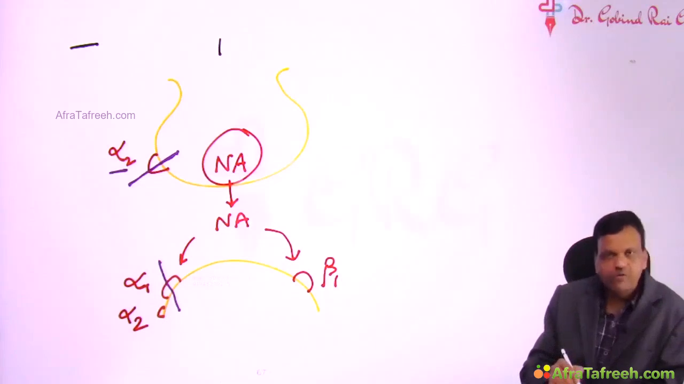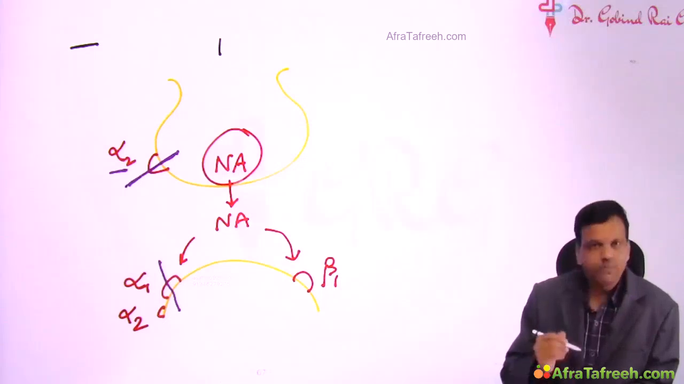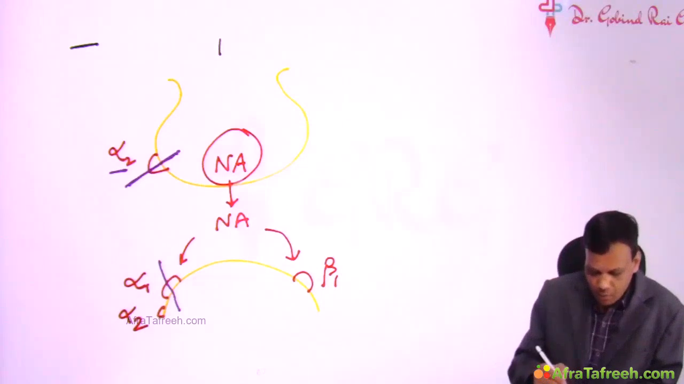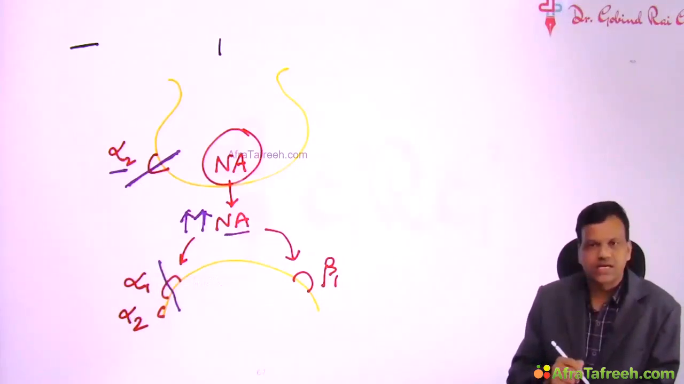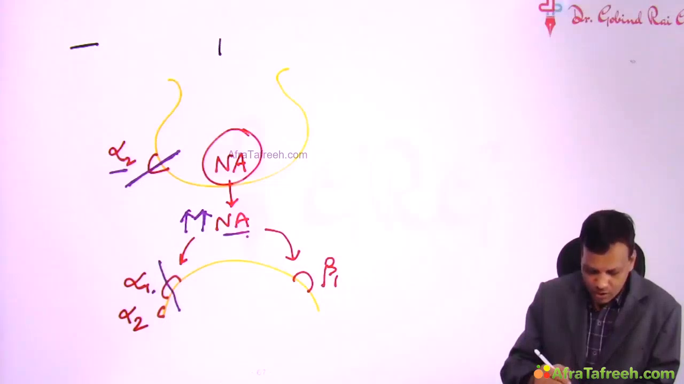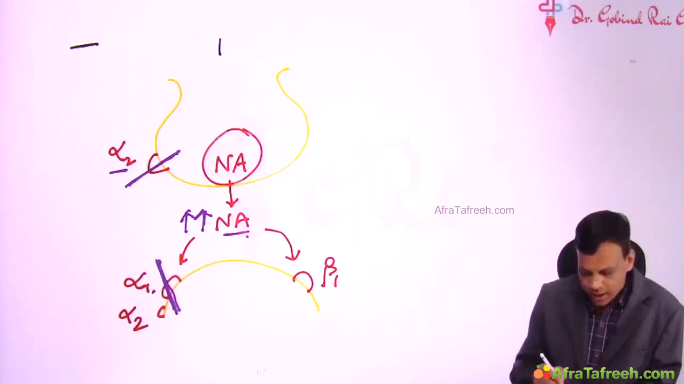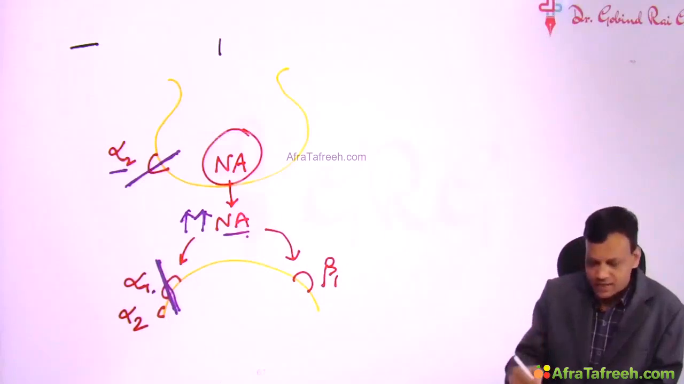The function of this alpha 2 was to press the brakes. When we block alpha 2 receptor, there will be failure of brakes. And when the brakes fail, that means more noradrenaline will be released. Now this noradrenaline, which is increased in the synapse, will try to stimulate both alpha 1 and beta 1. But the drug is non-selective, so it is already blocking alpha 1 receptor. But beta 1 is not blocked. So this noradrenaline will keep on acting on beta 1. And when it stimulates beta 1, that will result in tachycardia.